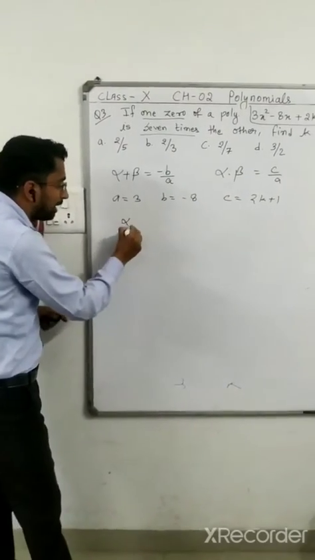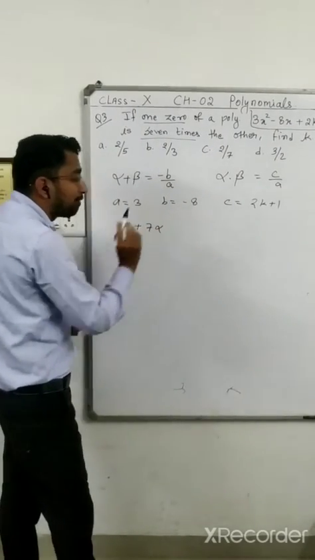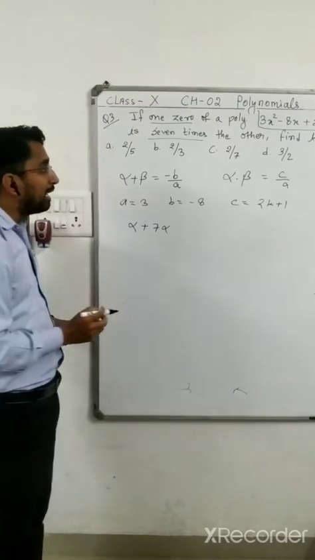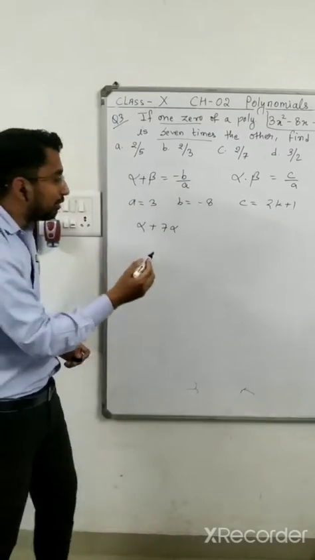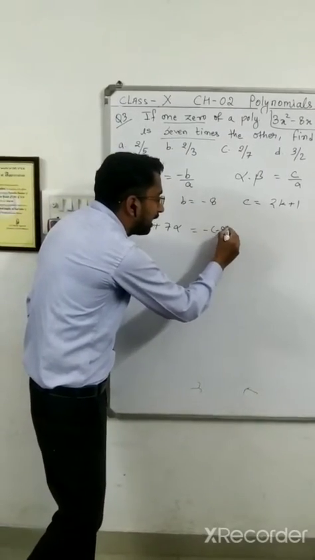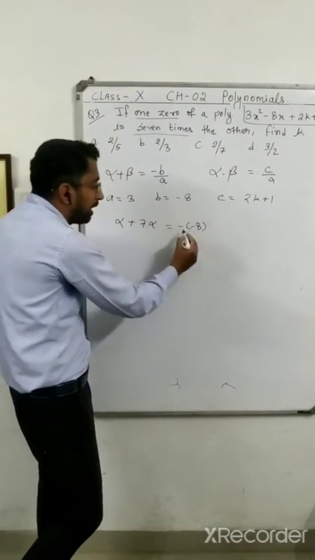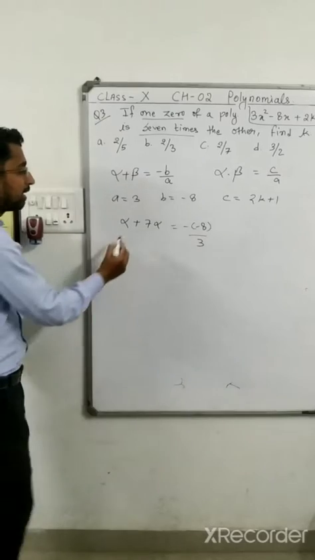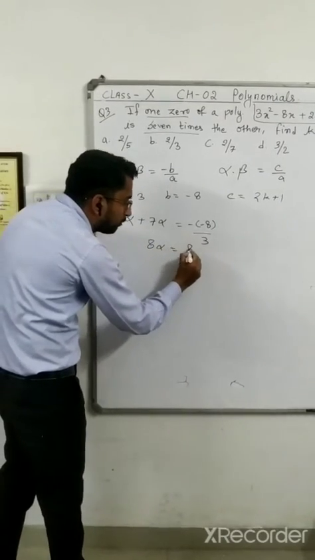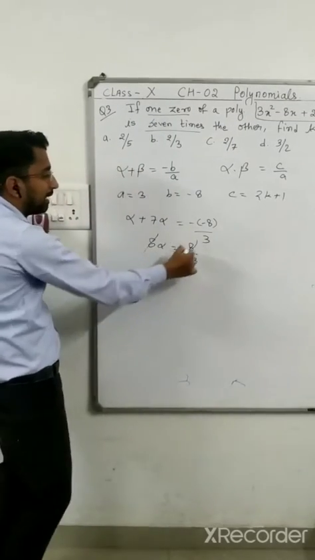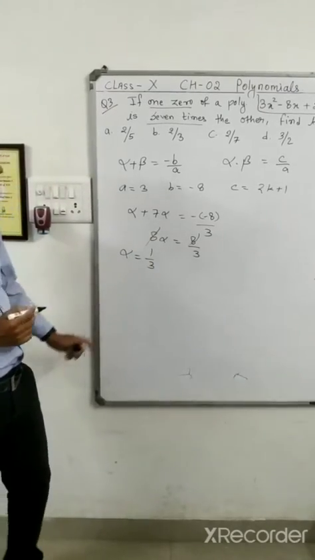One of the zeros we are taking as alpha, the other is 7 times, so 7 alpha, which is equal to minus b. b is minus 8. I have to take minus b, so it will become plus 8 upon the value of a, which I have written 3. Now let us see, alpha plus 7 alpha is equal to 8 alpha, equal to 8 upon 3. So after cancelling 8 and 8, can I say alpha is equal to 1 upon 3.